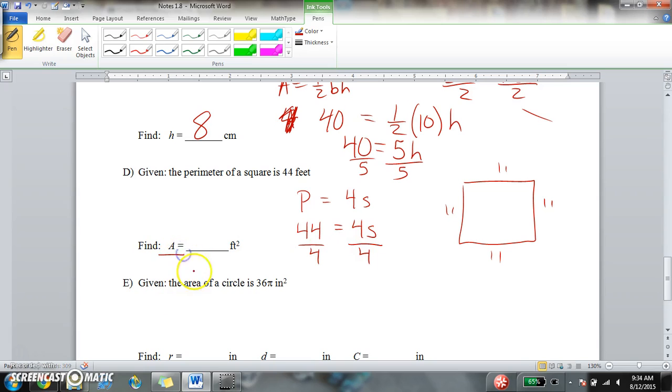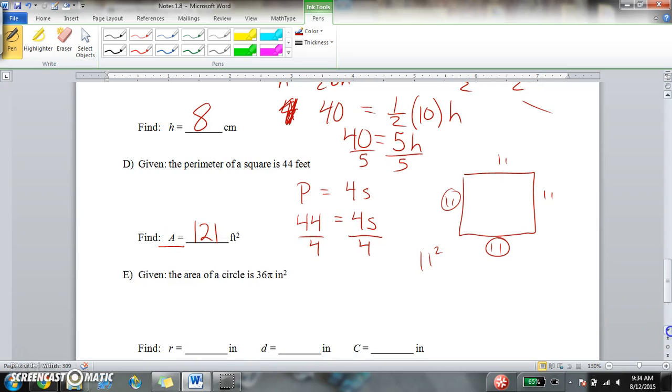So it's not asking us for the side length, it's asking us for the area. To find the area of a square, we take the side length and square it. So 11 squared would give us 121 feet squared.